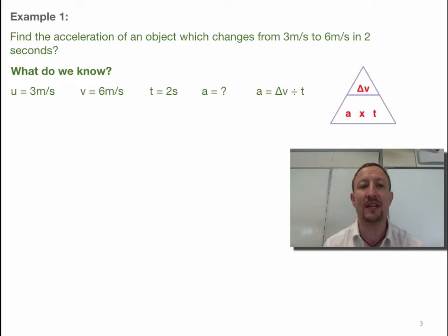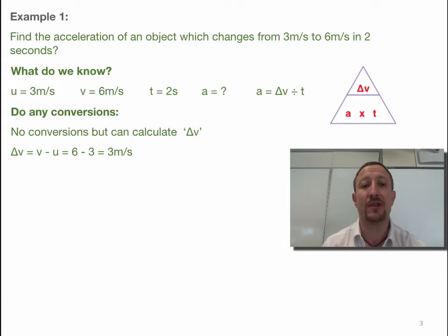Again, write down what you know. Our initial or starting speed, u, was 3 meters per second. Our final speed, v, is 6 meters per second. It takes 2 seconds to do this, and we're trying to find our acceleration, which means we can use the formula delta v divided by t, remembering that delta v is the change in velocity, the final minus the initial. Now we need to look at our conversions. There are no conversions that we need to calculate here, so all we need to do is calculate our change in velocity.